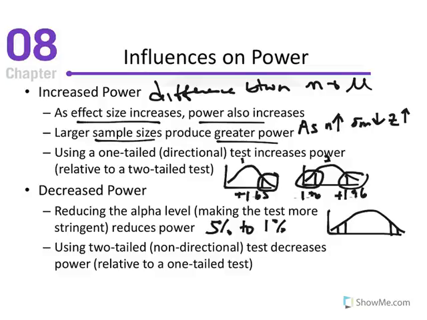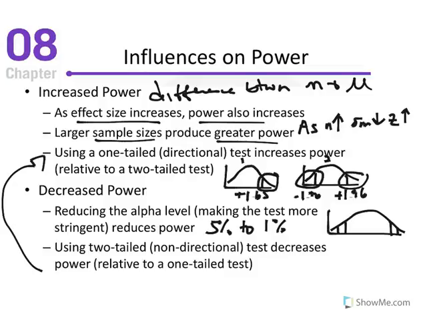Using two-tailed tests decreases the power. I've already discussed that, but again, if we are splitting that alpha into two tails, that critical region is smaller as opposed to a one-tailed test, and that's also illustrated in the z-scores that we're seeing for any particular alpha, whether it's 1%, 5%, or 0.1%.